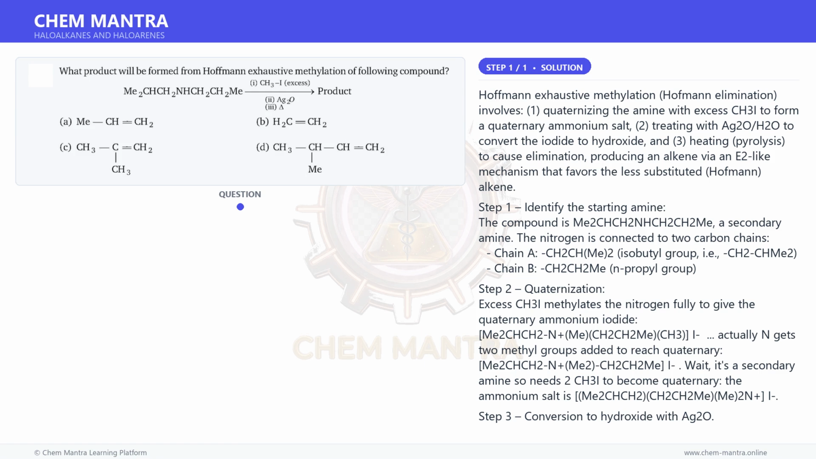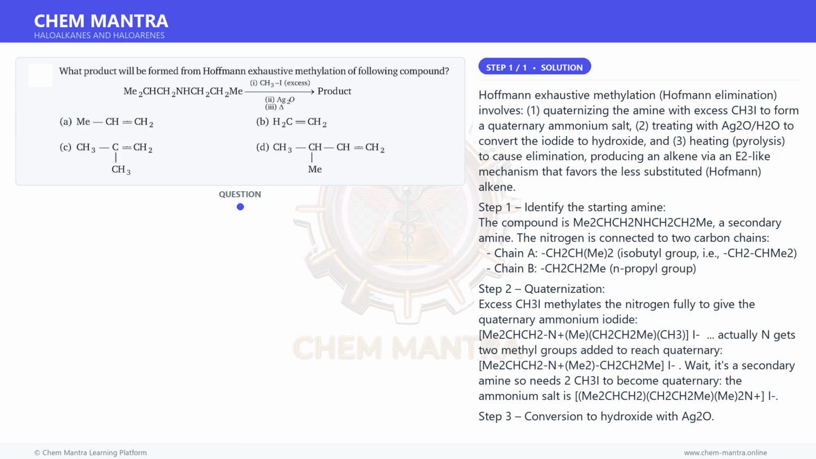Step 1. Identify the starting amine. The compound is Me2CH-NH-CH2-Me, a secondary amine. The nitrogen is connected to two carbon chains. Chain A, CH2CH(Me)2, the isobutyl group. Chain B, CH2Me, the N-propyl group.